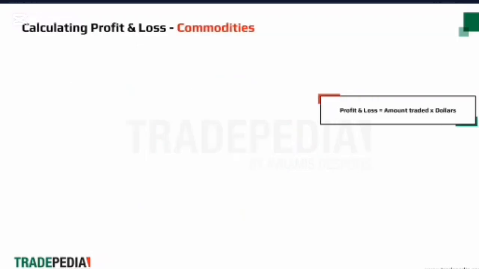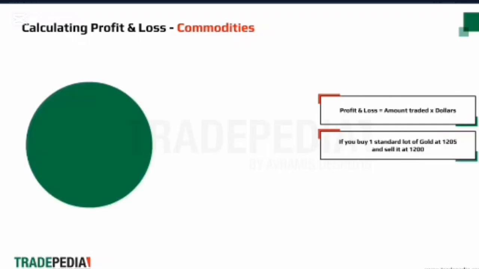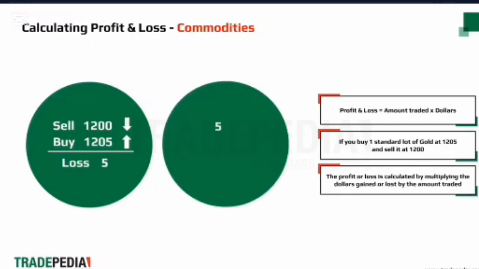In commodities, the profit and loss is calculated by multiplying the amount traded with the dollars gained or lost. If you buy one standard lot of gold at 1,205 and sell it at 1,200, you will lose $5 per ounce. The profit or loss is calculated by multiplying the dollars gained or lost by the amount traded. As one lot equals to 100 ounces, your loss is equal to $5 times one lot times 100 ounces, which is $500.